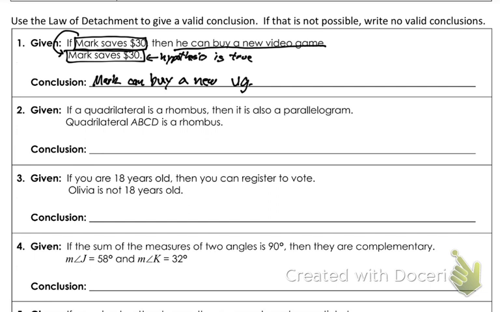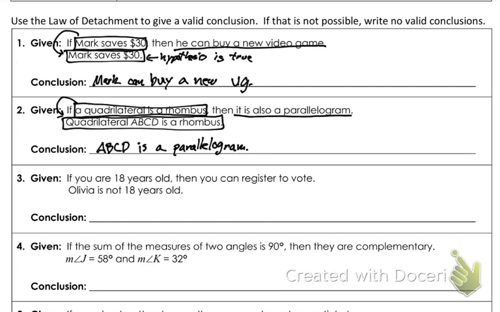All right, the next one says if a quadrilateral is a rhombus, then it is also a parallel. You are 18 years old. Perfect. Which means the thing after the "then" is our conclusion. Now, you are 18 years old. That is our hypothesis. Olivia is not 18 years old. Did my hypothesis come true? No. Your hypothesis did not come true.